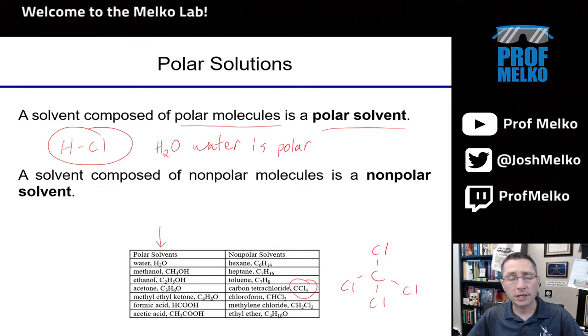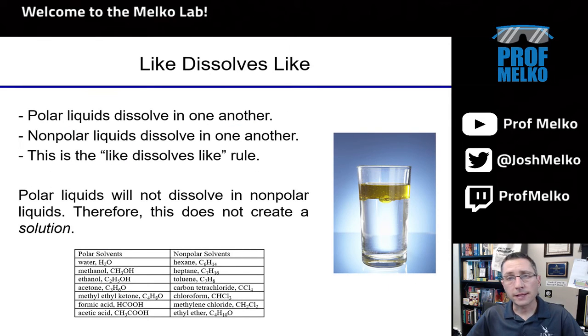So we can have polar and nonpolar solvents. And the like dissolves like rule tells us what substances will mix with other substances. Like dissolves like means if both are polar, they dissolve in one another. If both are nonpolar, they dissolve in one another. That's the like dissolves like rule. Polar liquids dissolve other polar liquids. Polar liquids will not dissolve in nonpolar liquids.